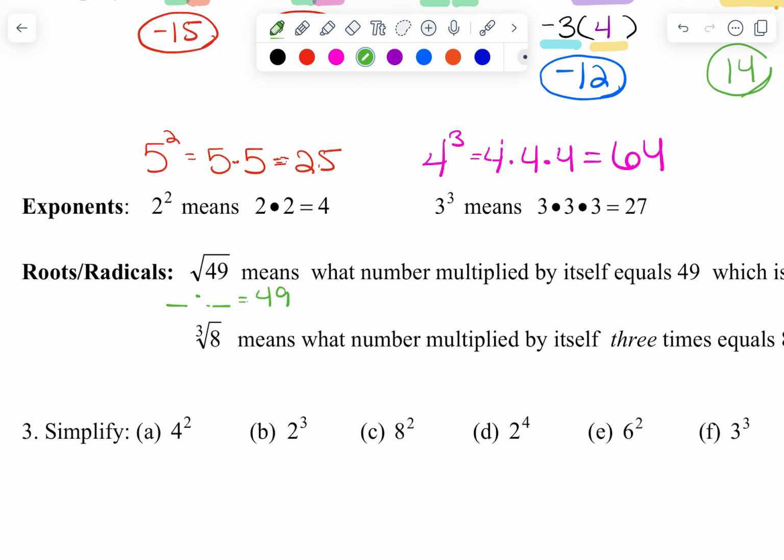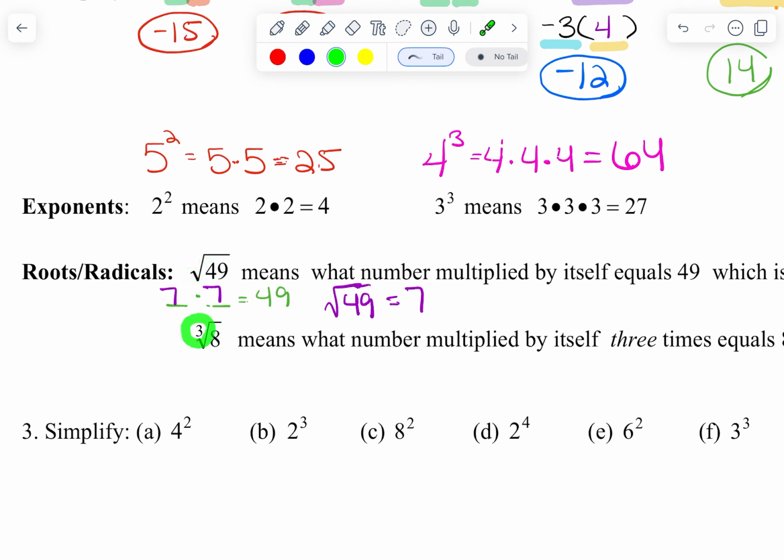Now, the thing that matters with this is that the same number has to fill in the blank spot. So I can't say 1 times 49. Well, yes, that's true, but that's not how a root works, whether it's a square root or any numeric root. Instead, that blank spot has to be filled with the exact same number. So the square root of 49 is 7. So that's what happens when you have a square root. Okay, so that's a square root.